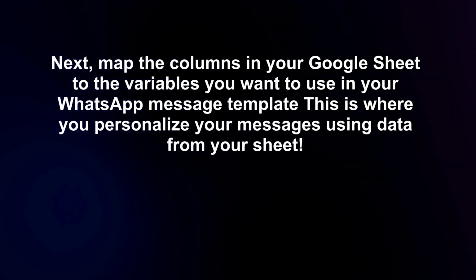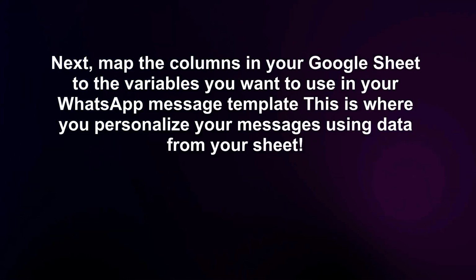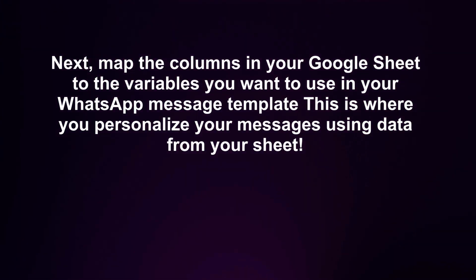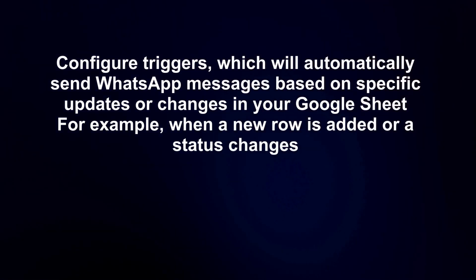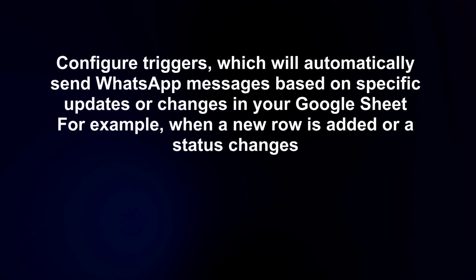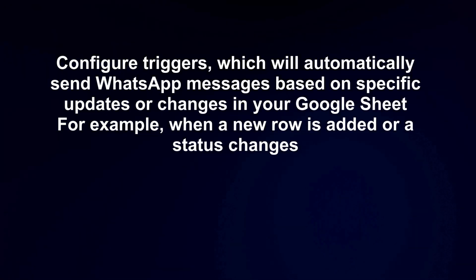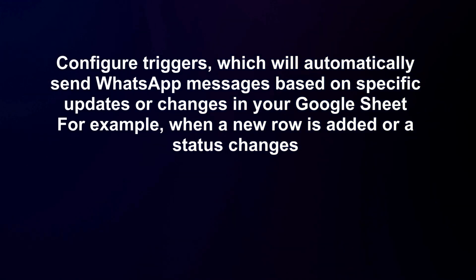Next, map the columns in your Google Sheet to the variables you want to use in your WhatsApp message template. This is where you personalize your messages using data from your sheet. Configure triggers, which will automatically send WhatsApp messages based on specific updates or changes in your Google Sheet. For example, when a new row is added or a status changes.